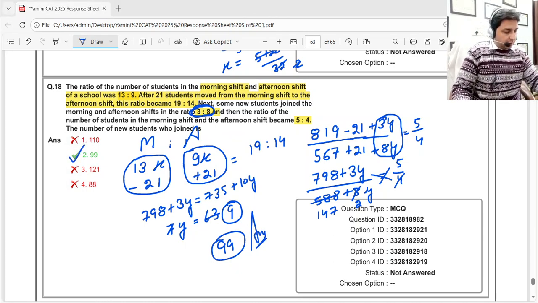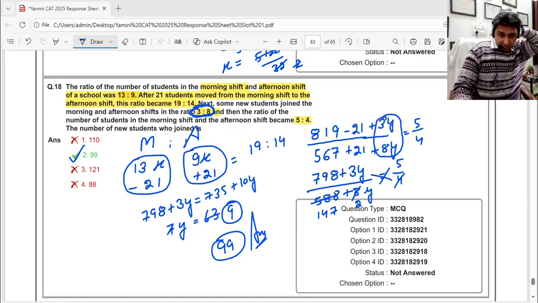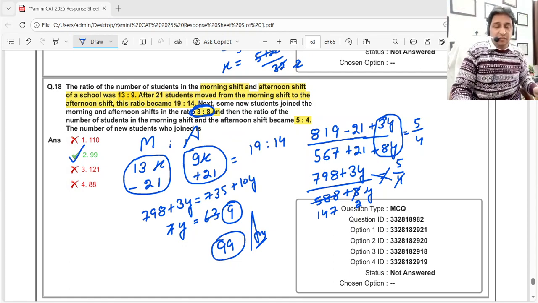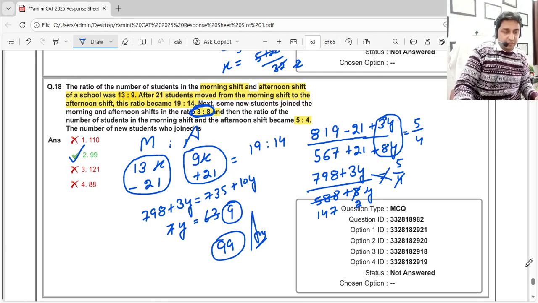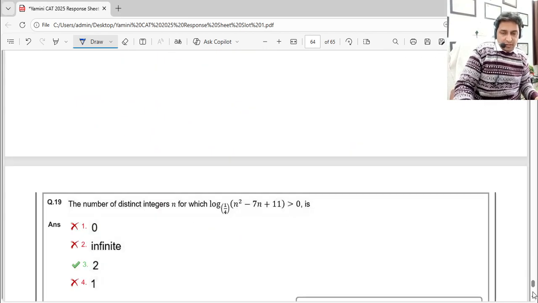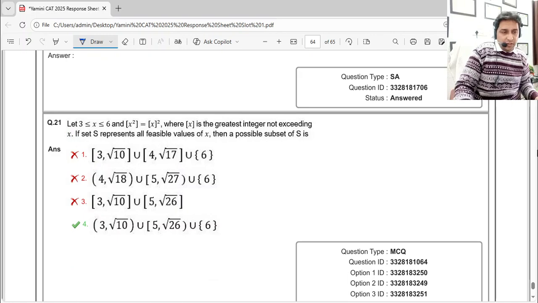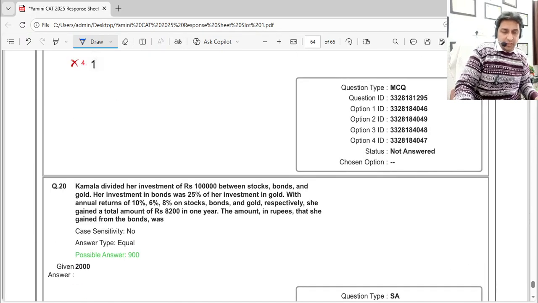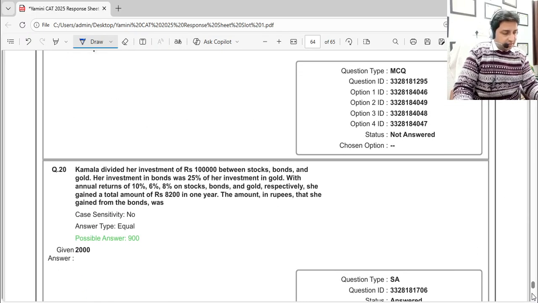Again, a straightforward one. There was no complexity. I believe I am not able to find anything which is quite tough in this slot 1. 19th, okay, 20th was, okay, this was again on bonds. Let's see.